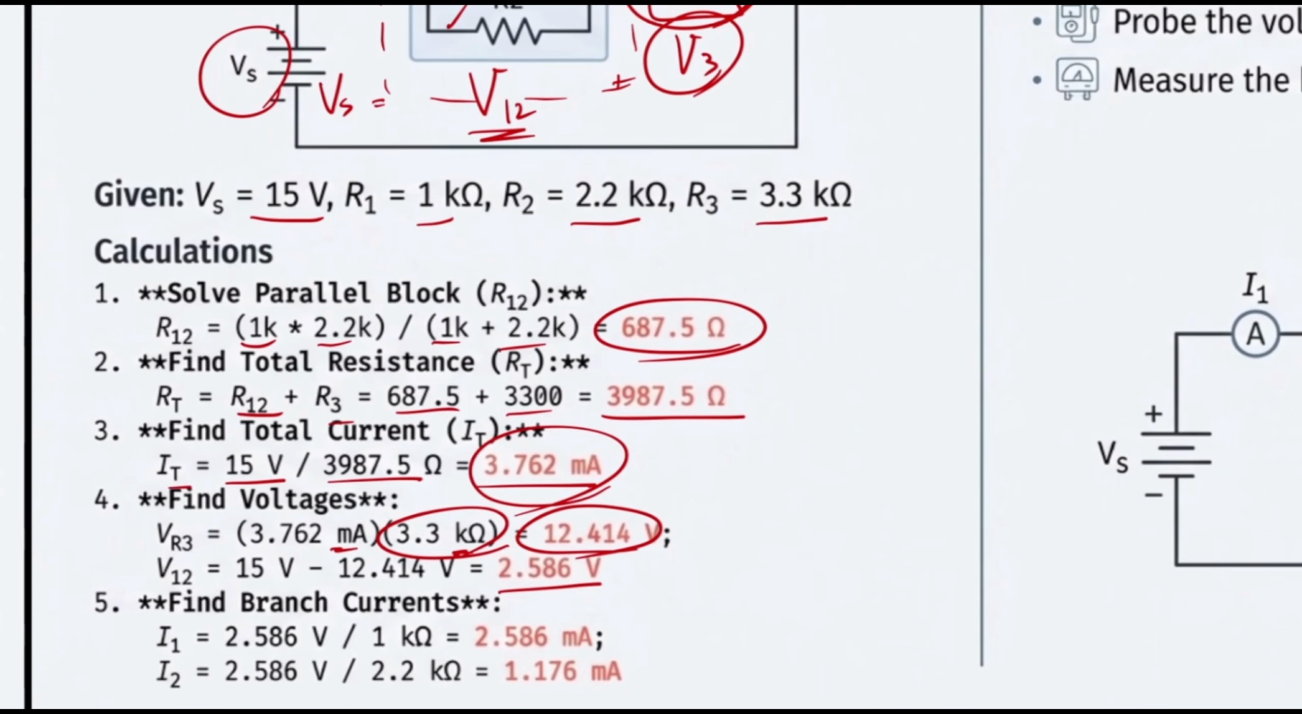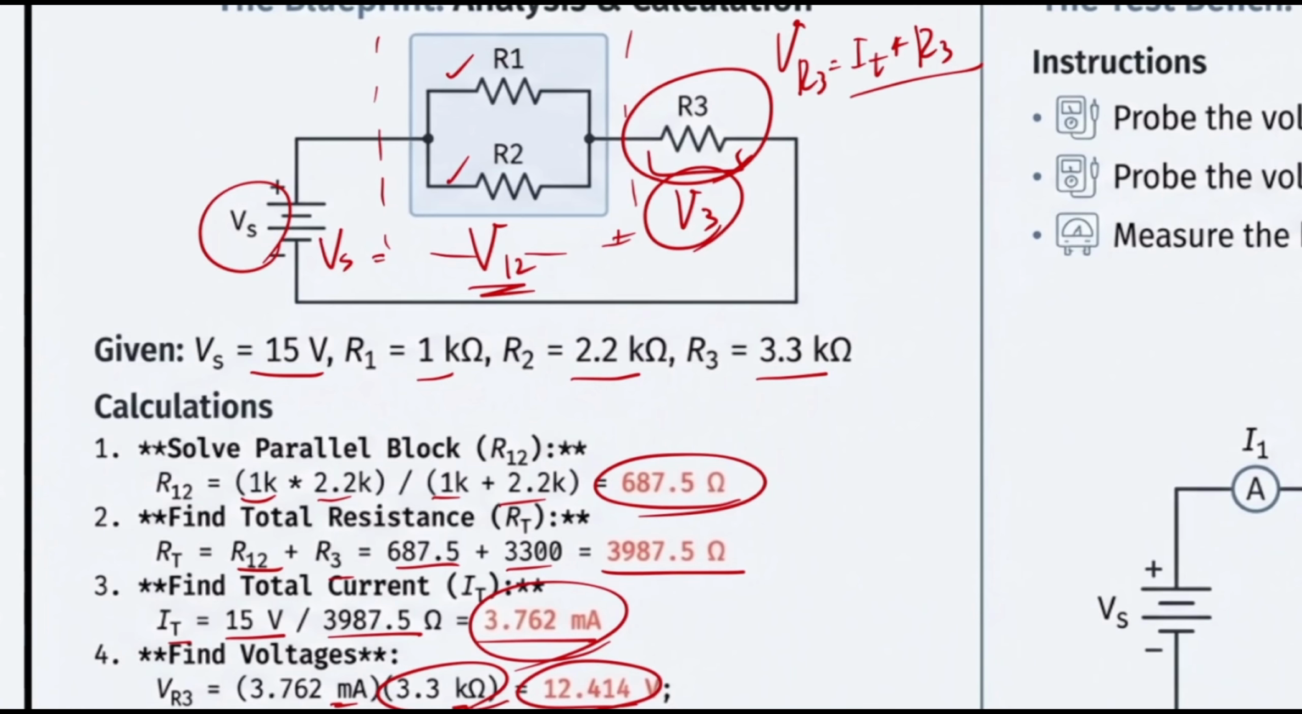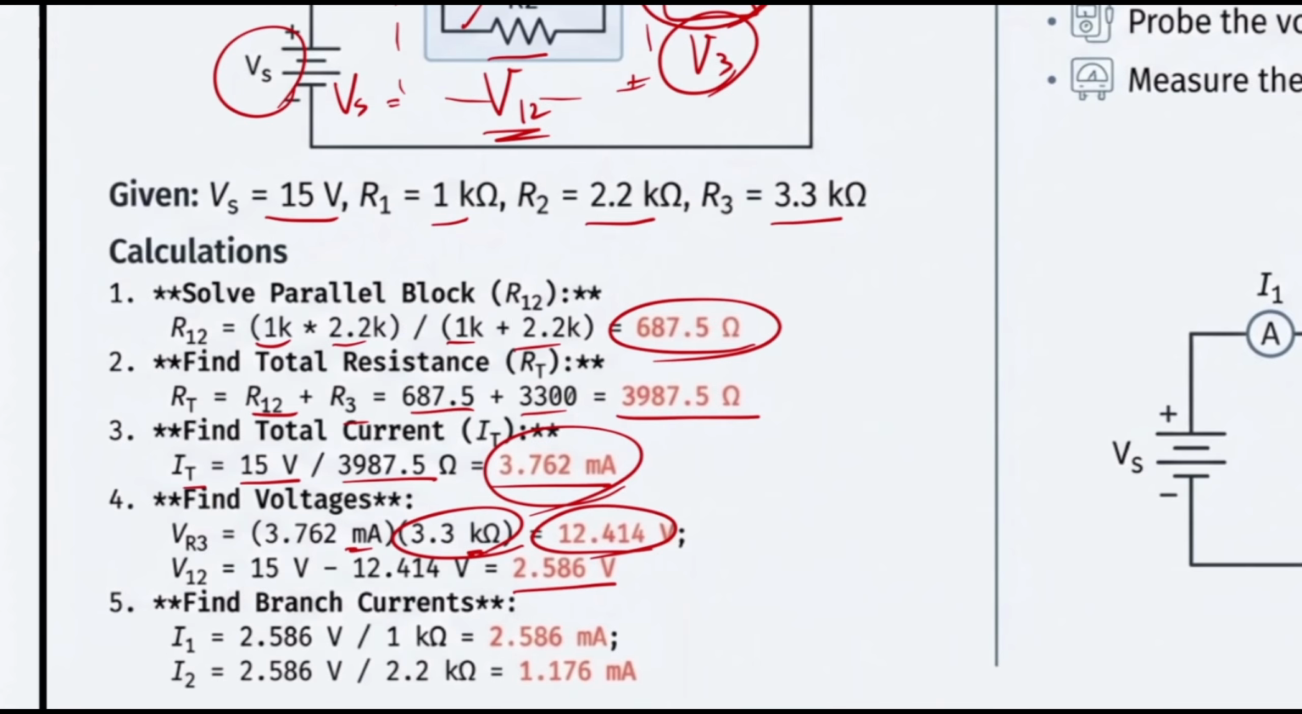And right now I can simply find the current inside each branch. 2.6, because I know the voltage over here to here is V12, and it's going to be the same for R1 and R2. Both of them are in parallel. So IR1 is going to be VR1, that we found. Again, VR1 and VR2 are going to be the same.